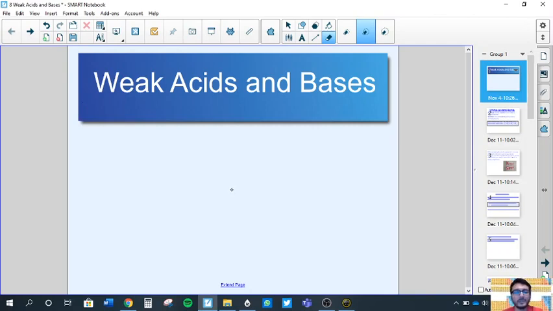Welcome, chemistry students. So we continue our discussion on acids and bases. Specifically, this time though, we're going to look at the equilibrium of weak acids and bases.